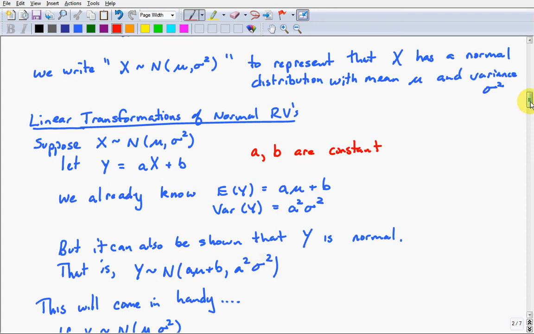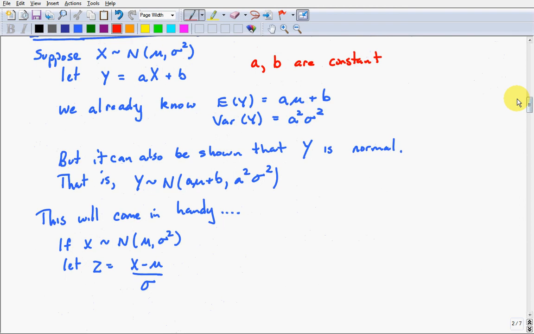This will come in handy for the following reason. If I have a random variable x, normal, mean mu, variance sigma squared, and I define a new variable z, which is x minus mu over sigma, we can figure out what the distribution of that is. I could write that as x over sigma minus mu over sigma, right? So this is like the formula above with a equals 1 over sigma, and b equals minus mu over sigma. And so we know from the above that z will have a normal distribution as well.